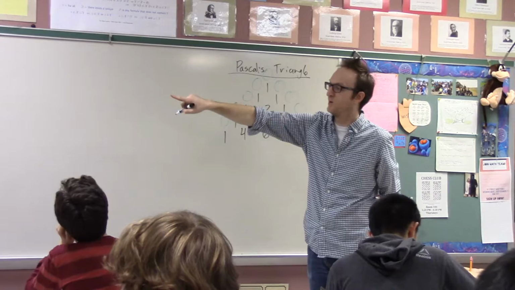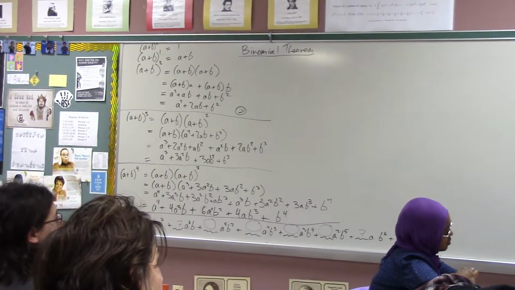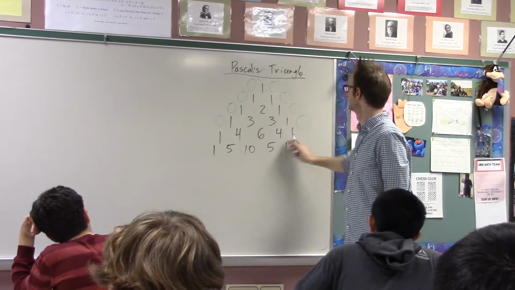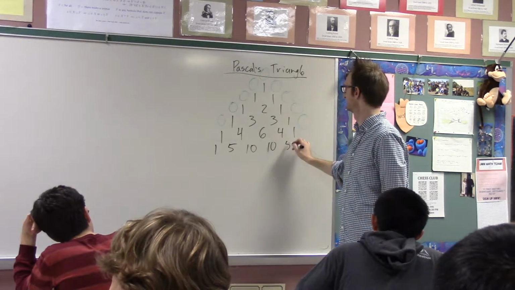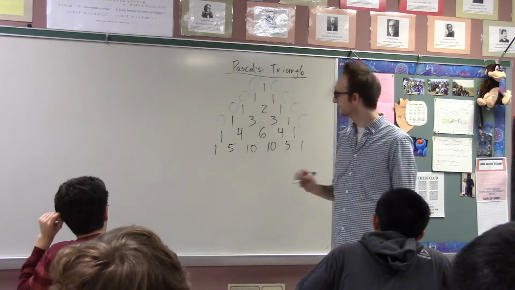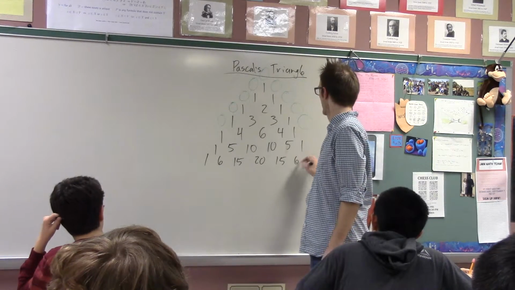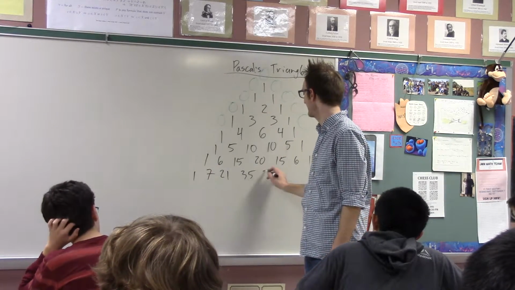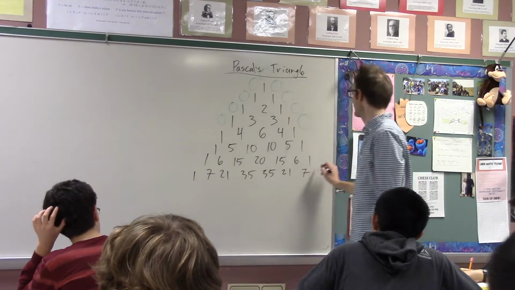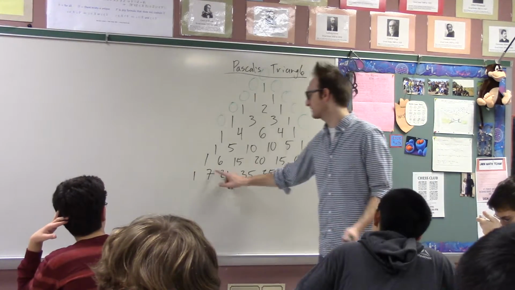Holy crap, over there, it's exactly the coefficients that are appearing so far. And this would be 1, 5, 10, 10, 5, 1. Then 1, 6, 15, 20, 15, 6, 1. And then it would be 1, 7, 21, 35, 35, 21, 7, 1. Okay, so this is really cool. This is called Pascal's triangle.